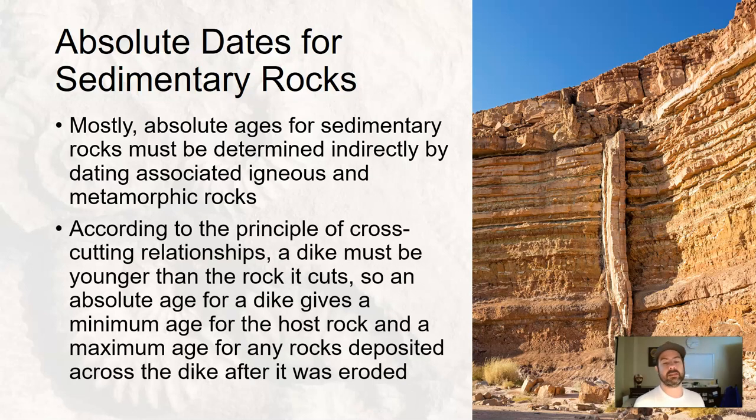Another way to do it is the principle of cross-cutting. According to the principle of cross-cutting relationships, igneous intrusions, like this vertical dike here, must be younger than the rocks they cut through. These rock layers had to be there first in order for this vertical dike of magma to cut its way through. So an absolute age for this igneous dike can be calculated, which gives a minimum age for the host rock, meaning they have to be at least X amount of years old.